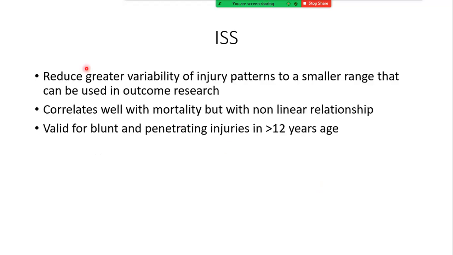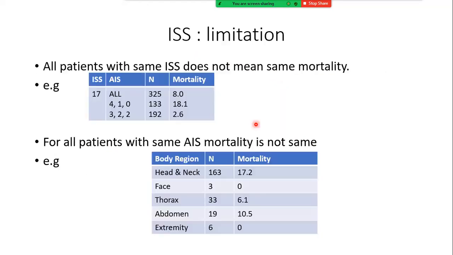So how is ISS going to help us? It reduces the greater variability of injury pattern to a smaller range that can be used in outcome research. It correlates well with mortality, but with a non-linear relationship. And it is valid for blunt and penetrating trauma in age more than 12 years only. For pediatric 0 to 12 years, we do not have ISS validated as of now, but we are still using ISS in those also.